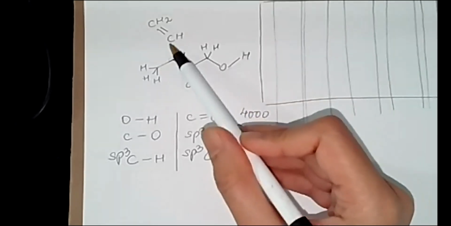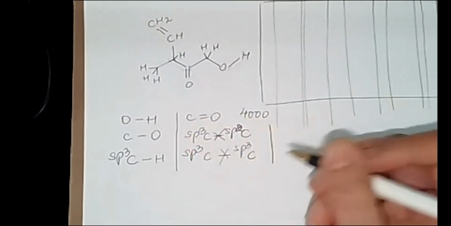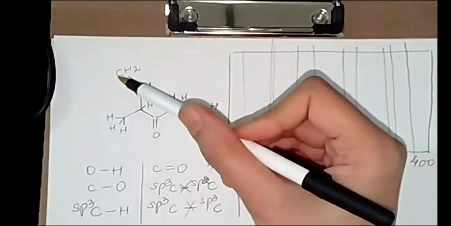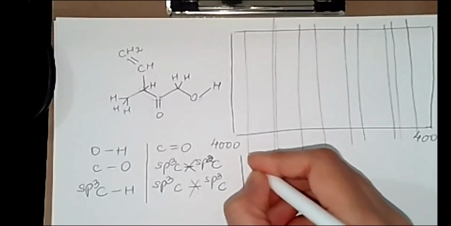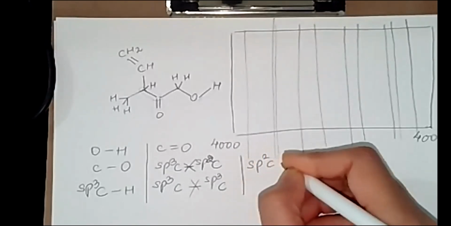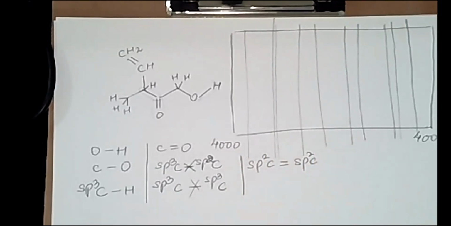I have an sp2 and sp2 carbon here. Do I write that out? Absolutely. Except for all the single bonds, we should be looking at all the other bond types.